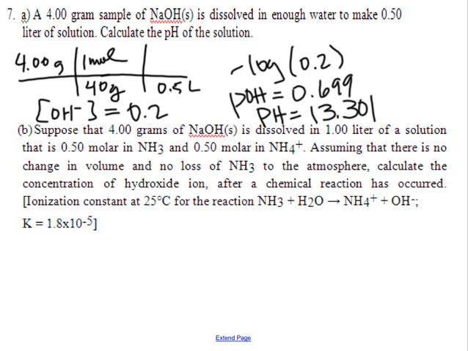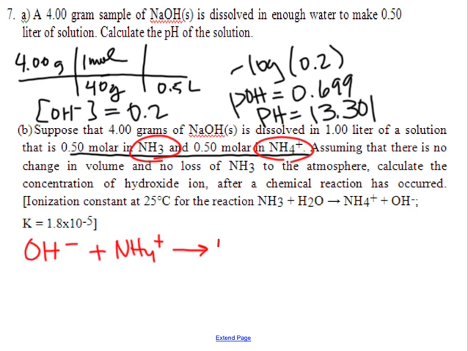Now they're saying, suppose that 4 grams, instead of being dissolved in that water, is dissolved into a liter of a solution that is 0.5 molar of that and 0.5 molar of that. What are we dissolving the sodium hydroxide in? We're dissolving it in a buffer system. So what type of problem is it? Invader. So let's start our invasion equation. What's the invader? Now, OH minus is going to react with one of the parts of the buffer to make the other. And that happily makes NH3 in water. Again, it's a single-headed arrow because we go to completion.